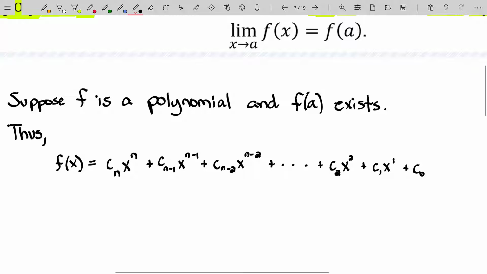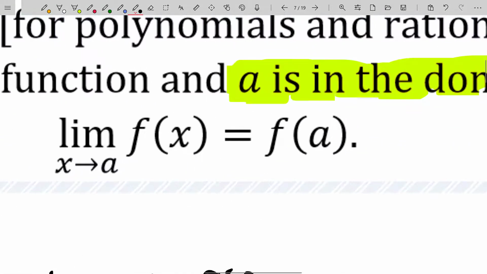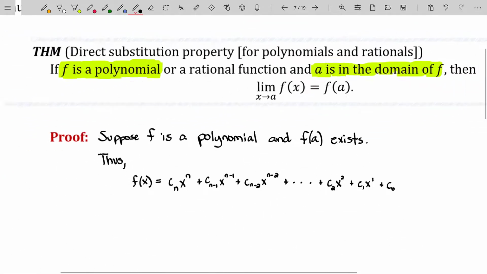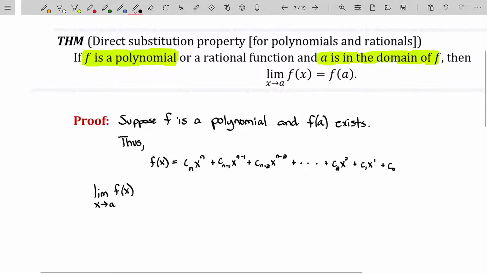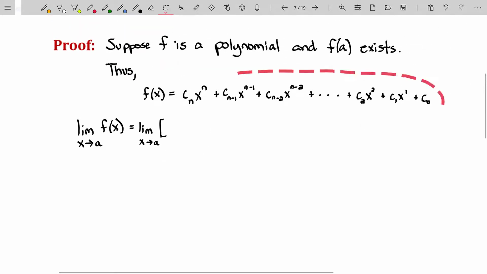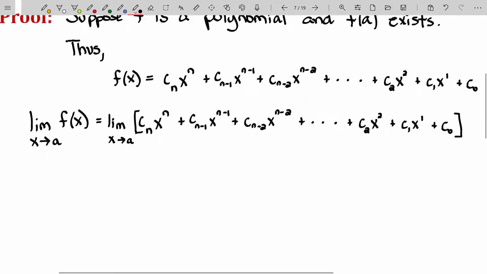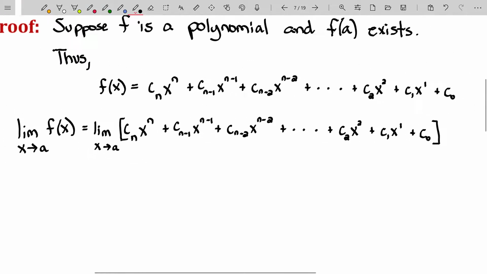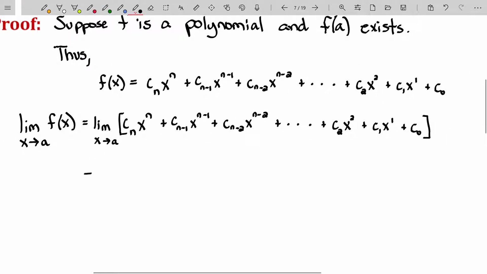Now what we want to prove is that the limit as x approaches a of f of x is equal to f at a. Let's see what happens. The limit as x approaches a of f of x, well, that's equal to the limit as x approaches a of all of this messiness. And yet we can break those apart using the limit laws. Again, when you use a limit law, you're not 100% sure if it's viable for you, so I'm going to put a question mark there. But I'm going to break this apart using the sum and difference limit law.